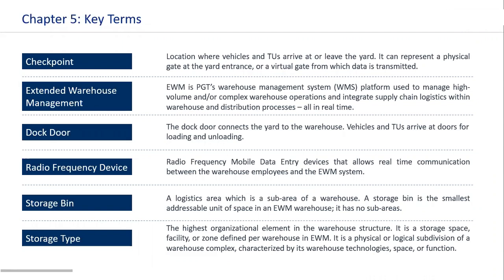RF device allows real-time communication between warehouse employees and the EWM system. Storage bin, a logistics area which is a sub-area of a warehouse. A storage bin is the smallest addressable unit of space in an EWM warehouse and has no sub-areas. Storage type, the highest organisational element in the warehouse structure. It is a storage space, facility or zone defined per warehouse in EWM. It is a physical or logical subdivision of a warehouse complex, characterised by its warehouse technologies, space or function.